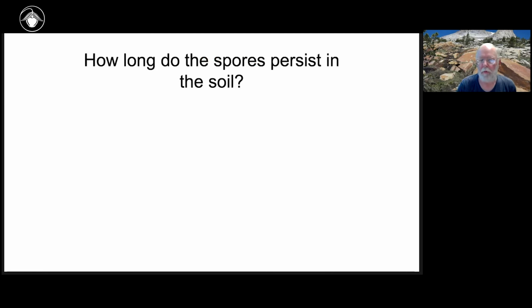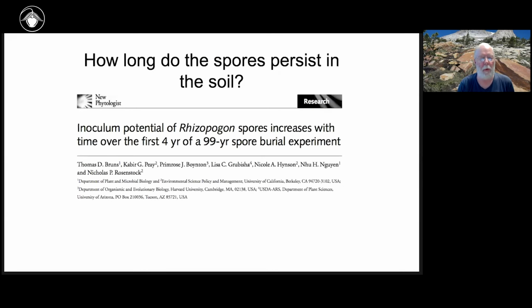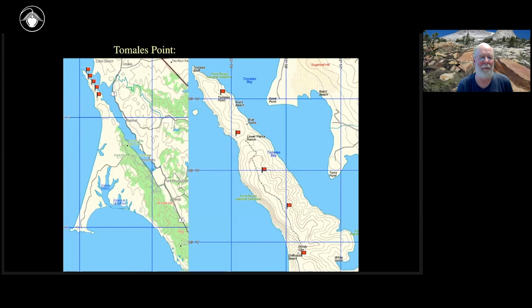Okay, so one question you might be asking is, how long can these spores wait? And so this is a question that we got interested in a few years ago. And as a result, we set up a 99-year experiment. The intent of this experiment was to get 99 years worth of funding from the National Science Foundation, but of course that didn't work. But it did work for 5 years, and so we've got some interesting data from that.